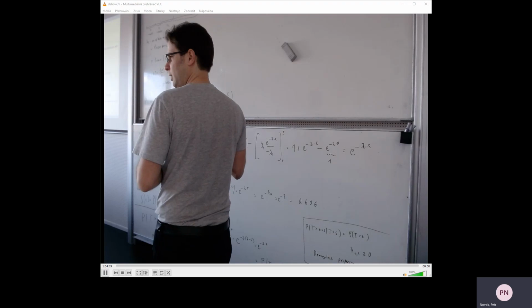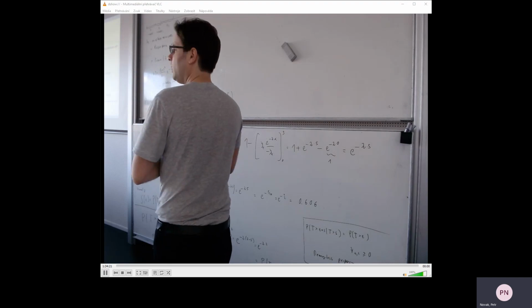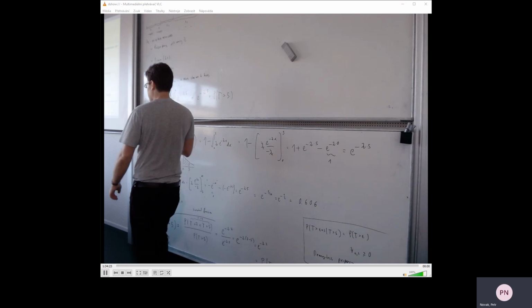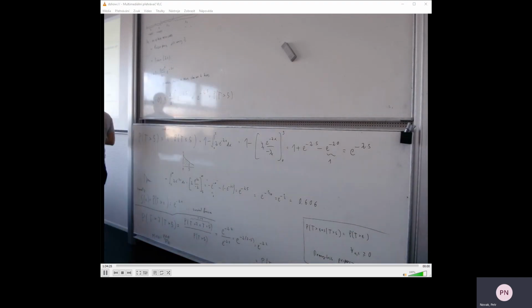Does it make sense? Yes. Good. So next time we will see how it is rigorously proven that this is equivalent, and then we will see how it relates to the Markov chain theory, and we will see a couple of examples of applications.